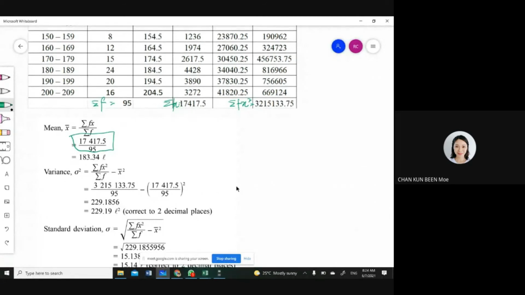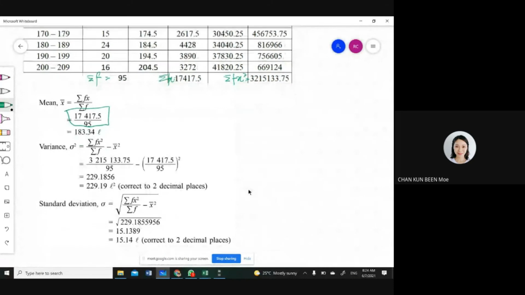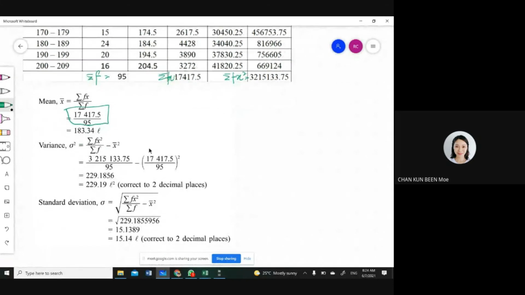Next, the standard deviation, because variance is squared, right? That's why they have a little squared over here. That is the unit. Then we want to find the standard deviation. We have to square root the variance so that there's no more squared over here. So you just square root everything. You square root the original answer from here.